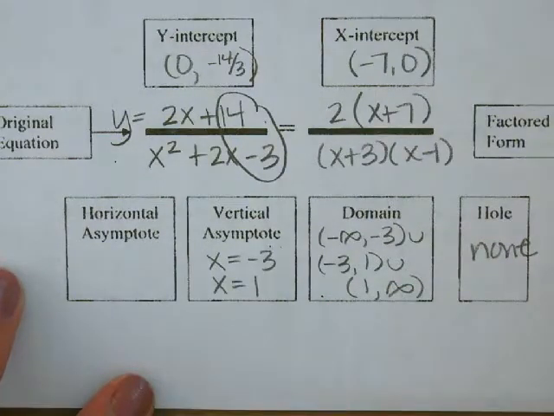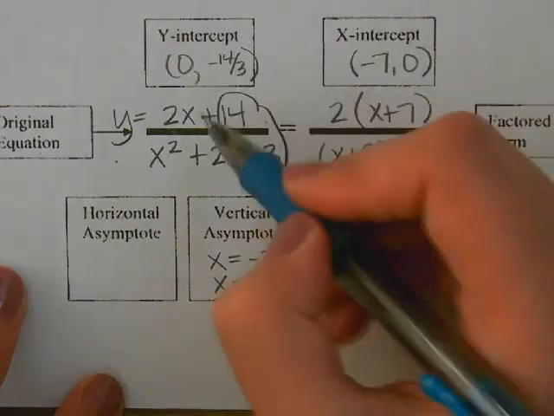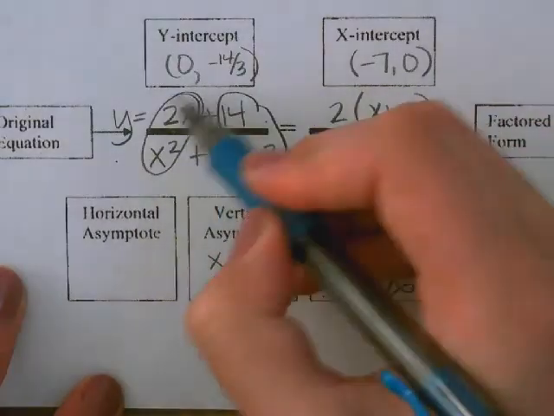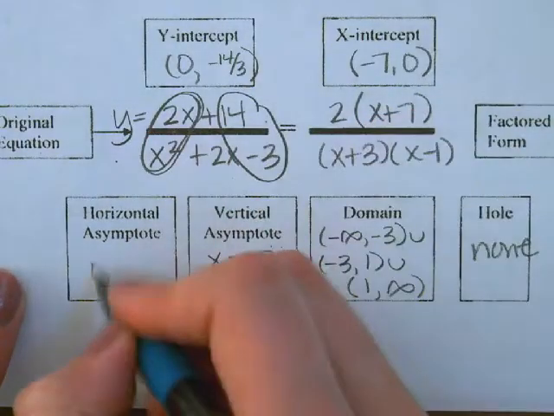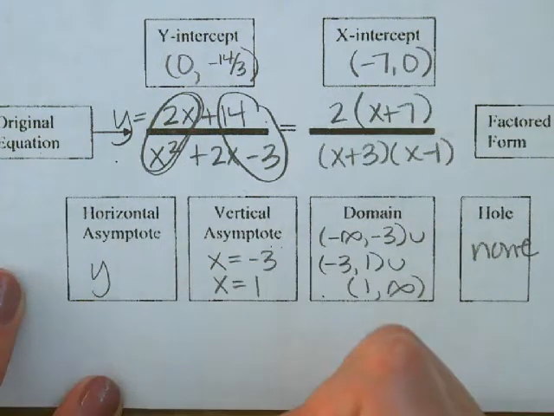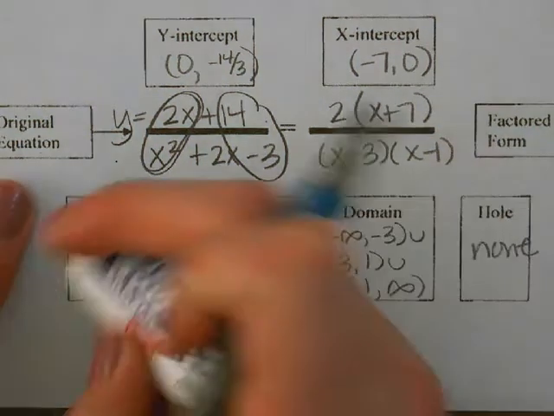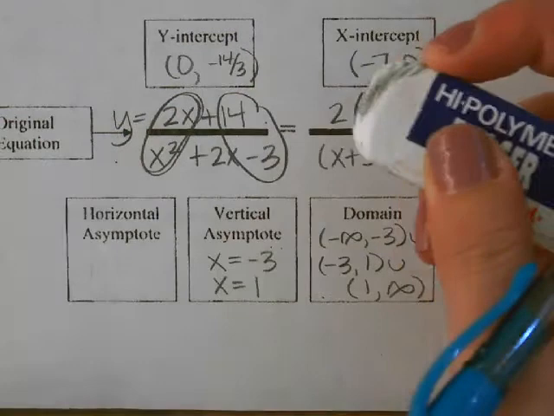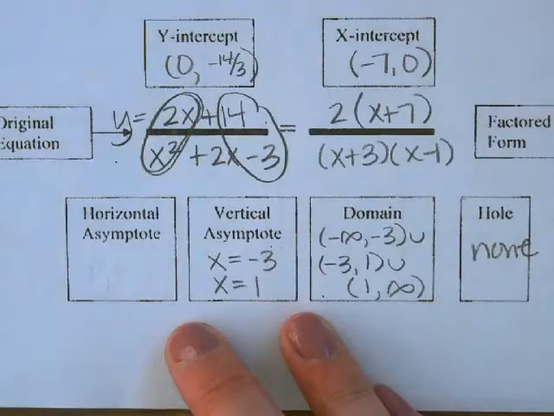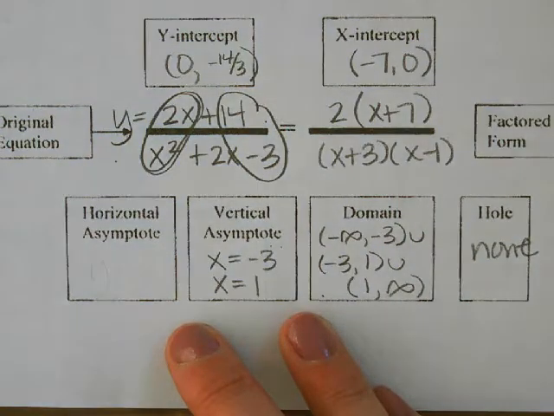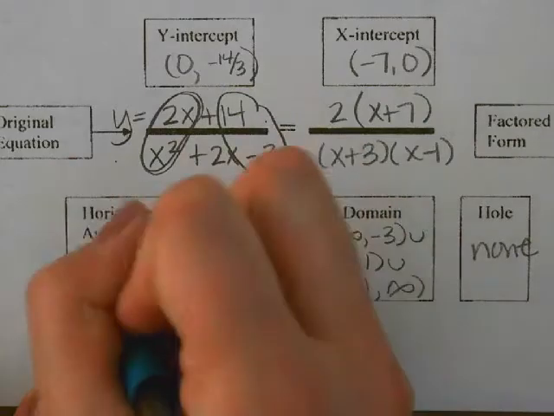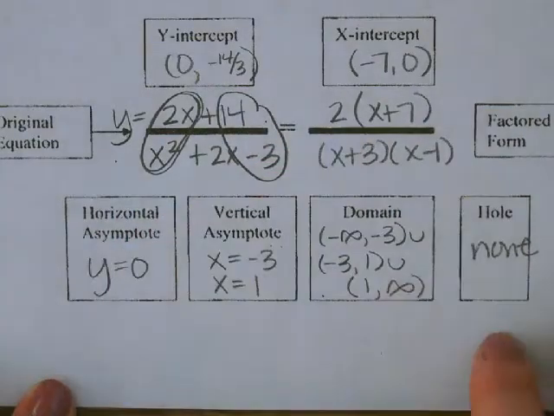Oh, I thought that was 7. And then the horizontal asymptote is y equals 0. Is there one? Wait, tell me why. Because the denominator is higher than the numerator. So if the degree on the bottom is bigger than the degree on top, we do have one. It's 0. Good. Okay.